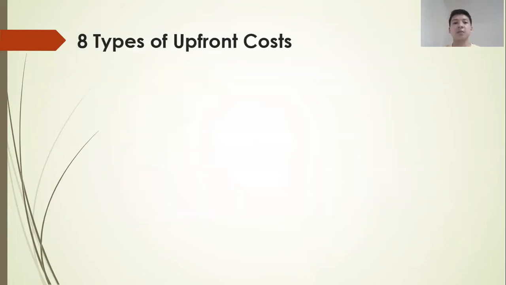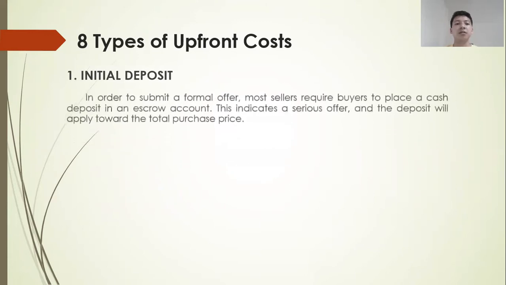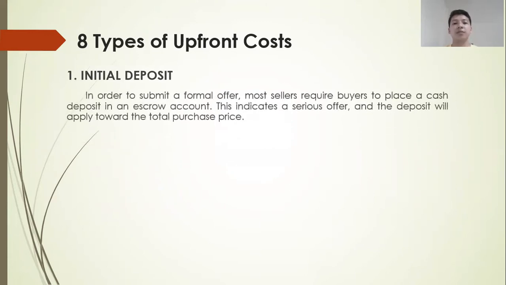So there are 8 types of upfront cost. First, initial deposit. In order to submit a formal offer, most sellers require buyers to place a cash deposit in an escrow account. This indicates a serious offer, and the deposit will apply toward the total purchase price.